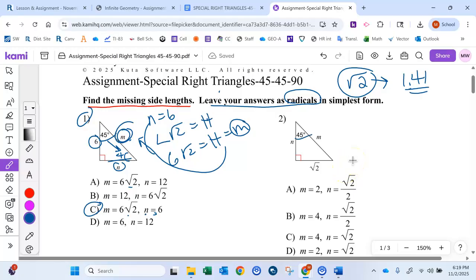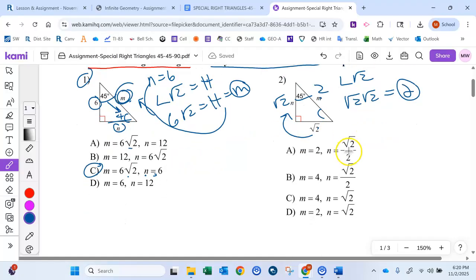Again, another 45, 45. That means the legs are both going to be equal, so that means this would also be root 2. Well, what is the hypotenuse? Well, it's going to be the leg times root 2. Well, our leg is root 2 times root 2. Remember, if you have the same thing, that's just going to be equal to 2. Easy enough, right? So m is 2, and the other leg is root 2.